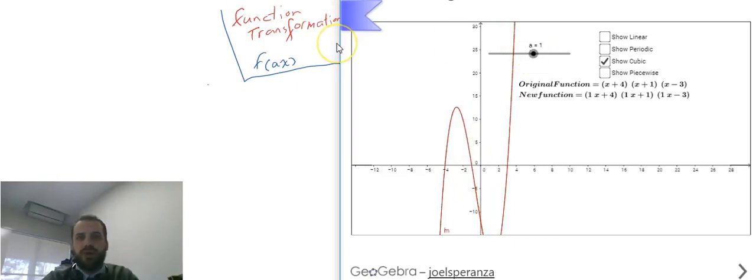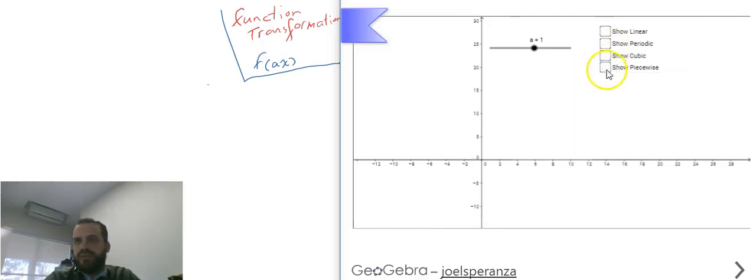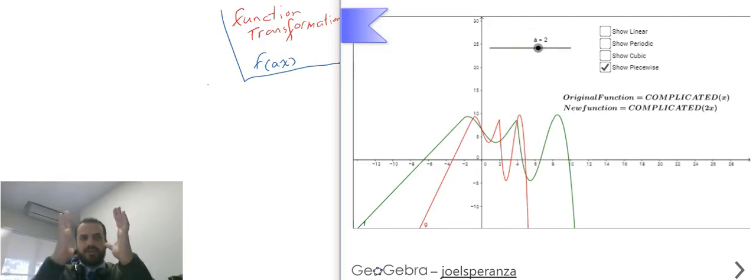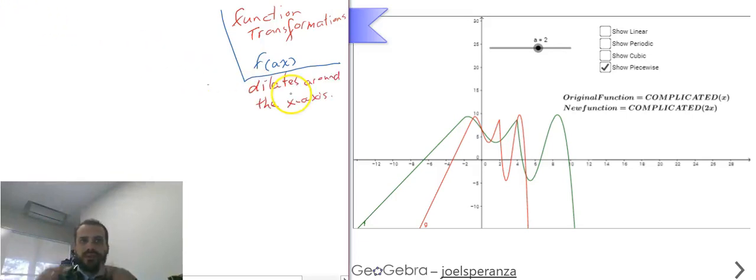And if you were watching that, you might have seen what happens when we do it. I'm just going to zoom in a little bit. Okay, doesn't agree with me, so I can't zoom in, but that's all right, whatever. All right, let's look at our funny little piecewise function here, the complicated function. Now, watch this peak here. As I increase the a value, so I've increased it to an a value of 2, you can see it's compressed around the x-axis, shifts around the x-axis, dilates around the x-axis, compresses, dilates.